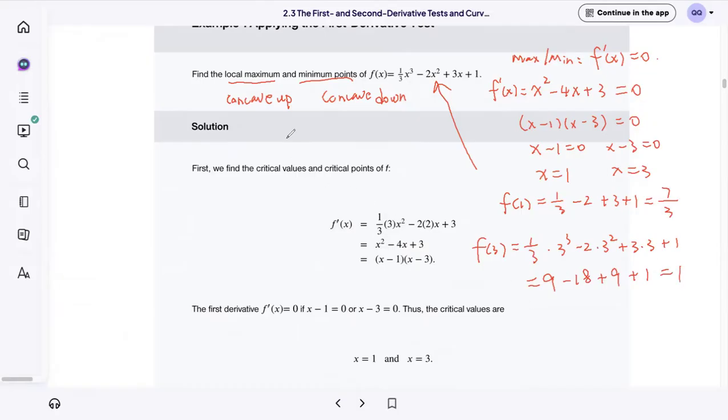So we get 2 points, right? We get (1, 7/3) and (3, 1). We have these 2 points. Now, let's see concave up, concave down. Actually, this is a polynomial of degree 3, and the coefficient is positive. So we know the behavior looks like this. The behavior like this.